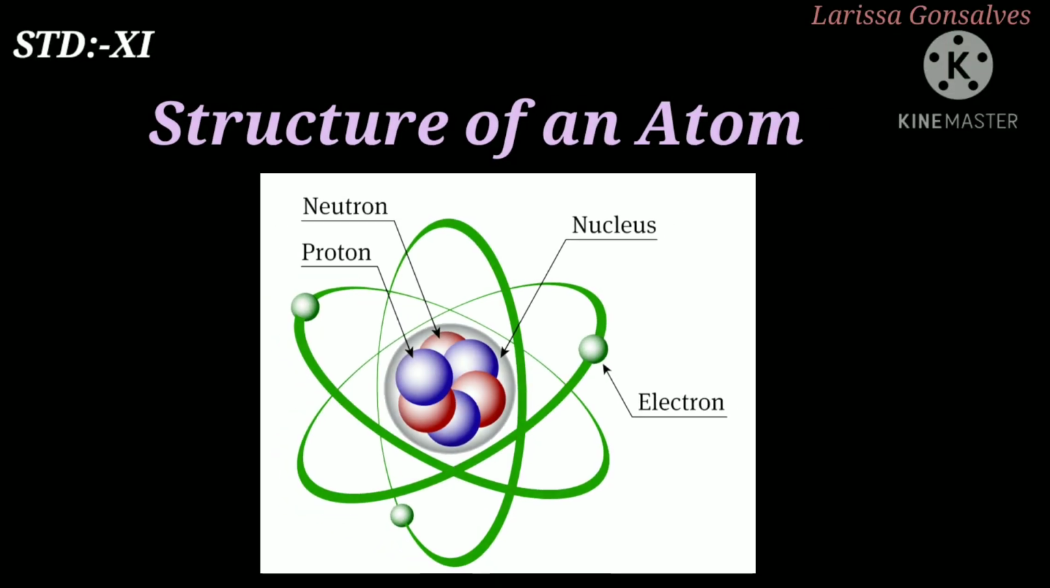In the previous video on the structure of an atom, we studied the discovery of electrons, protons and neutrons. We also studied Rutherford's atomic model and its drawback. In this video, we are going to study Bohr's atomic model, atomic orbitals and quantum numbers.